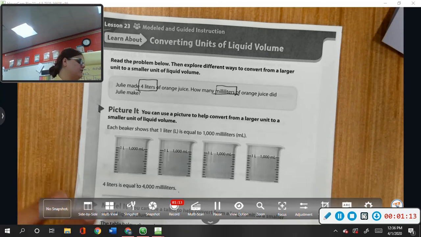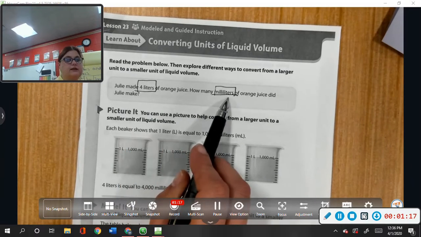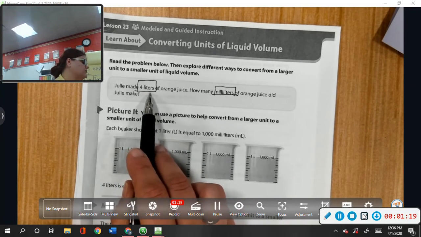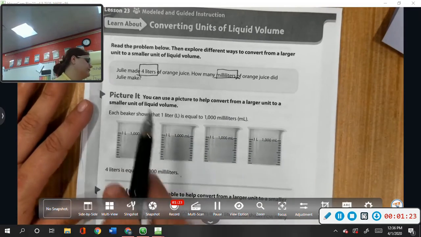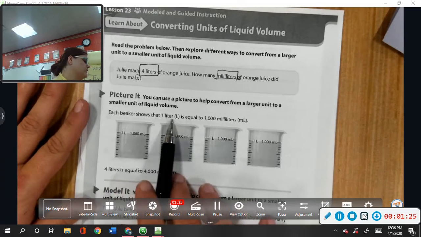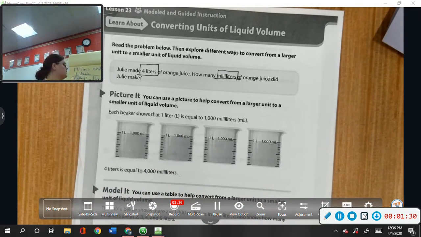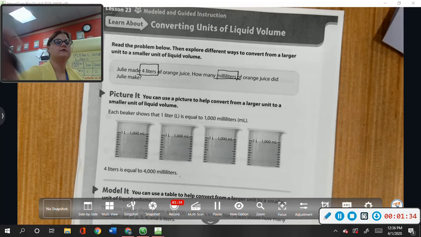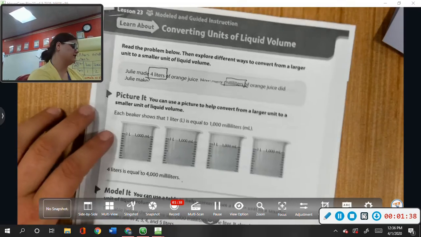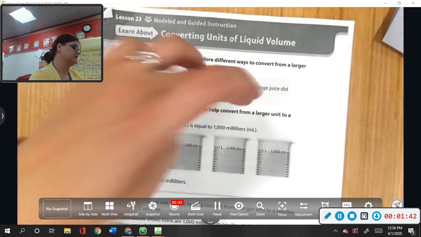Same thing here. We have 2 different units of measurement, liters and milliliters. We need to convert those 4 liters to milliliters. They give you this great visual. Each beaker shows that 1 liter is equal to 1,000 milliliters. We already went over that in our chart, which you can't really see. I don't know how well that's going to come through, but we just talked about that in our chart.